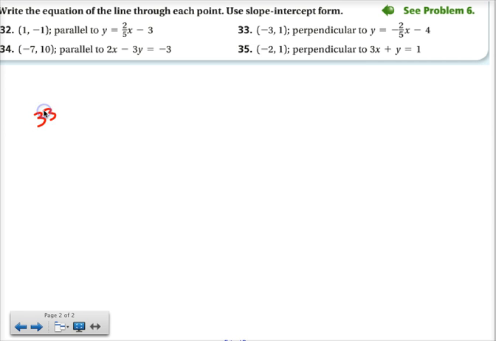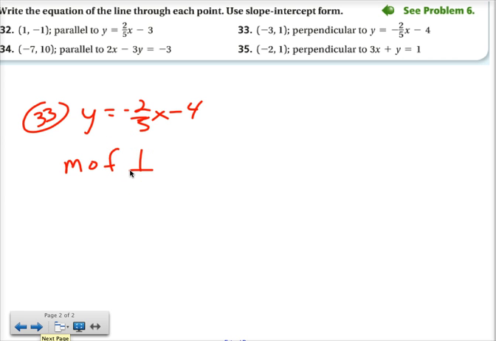Then I thought perhaps something like 33 and 34 might be helpful. So 33 gives us y equals negative 2/5 x minus 4, and we are supposed to write an equation for a line through the point that they give us, and then make sure that it's perpendicular to that. So what I have to do is make sure that this is already in slope-intercept form, and it is. So the slope of this line is negative 2/5, and for perpendicular we have to flip that and negate it. So we're going to use 5/2.